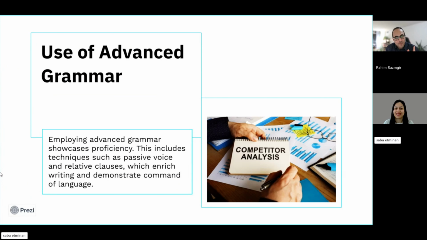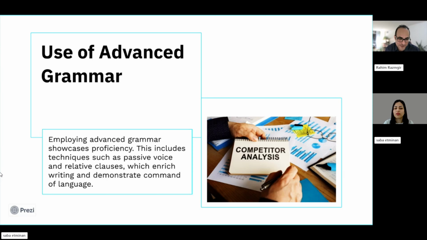So here, use of advanced grammar, something that needs to be added here is if you overuse this, or if you use it where it is not appropriate. For example, sometimes it is not appropriate to use passive voice. So if you insist on using passive voice just because you want to use it, you are going to lose marks. So you need to know exactly when passive voice should be used.